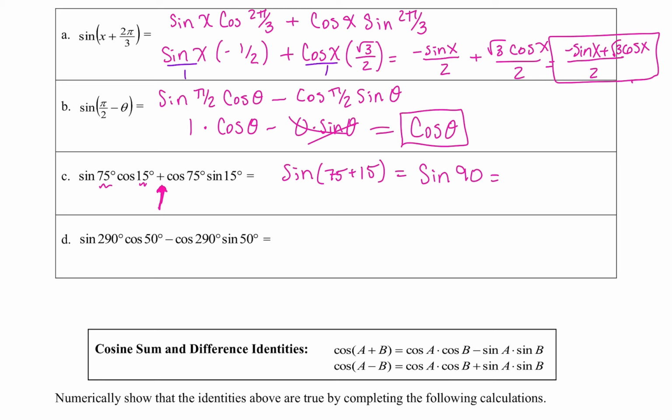And we know that the sine at 90, sine being the y value at 90 degrees going straight up, the y value is positive 1.